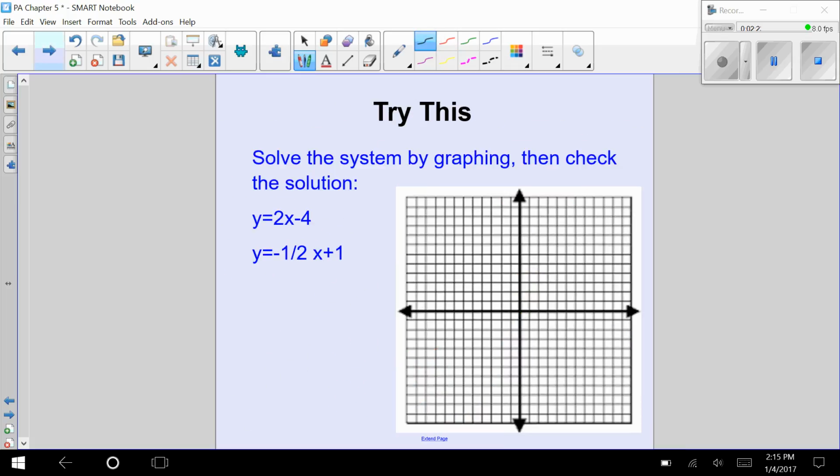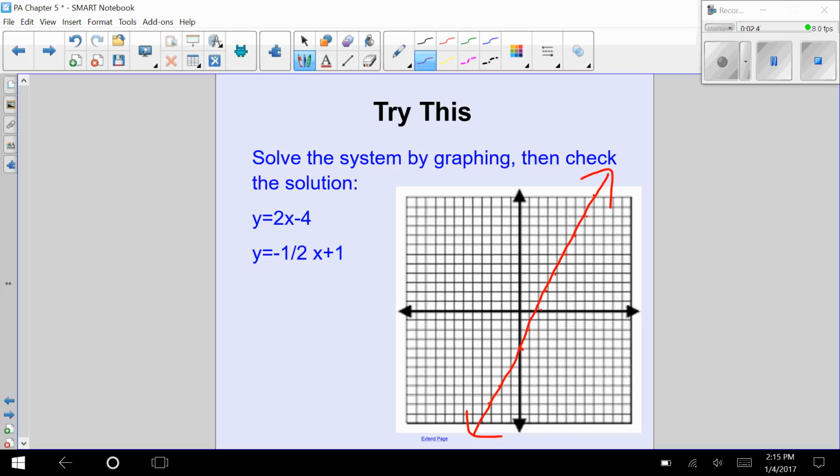Try this one. Graph the two lines, find the intersection, and then check. All right, for the first one, we start at negative 4 on the y-axis. Our slope is up 2, right 1. We make some points all across our graph, or down 2, left 1, and connect them with a line.